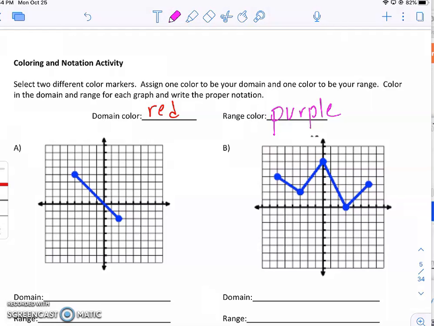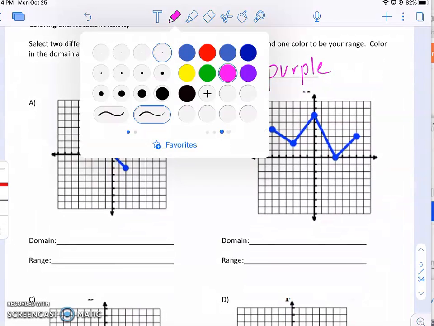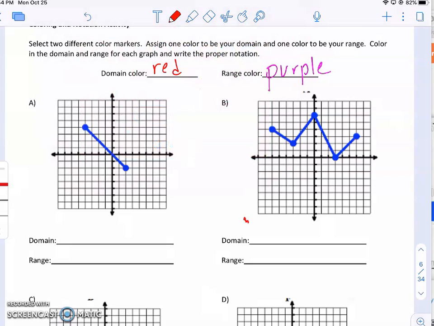So domain is our x values. So if I look at the x values here, it goes from here to here. So what are those x values? 1, 2, 3, 4. So -4 to 2. So the way we write it is -4 is less than or equal to x is less than or equal to 2.